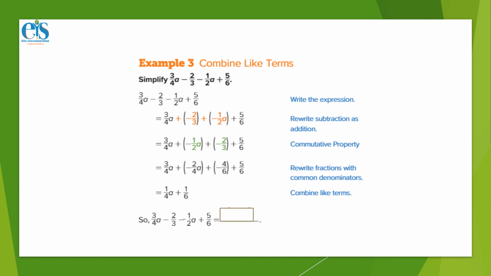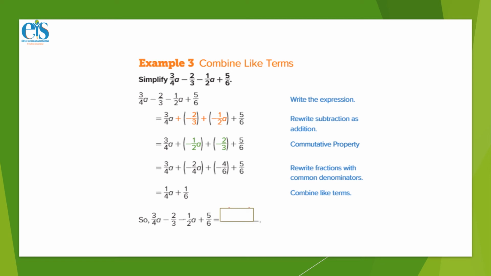Our next task is to rewrite the fractions with common denominators. So 3 by 4a plus -2 by 4a and -4 by 6 plus 5 by 6. We have changed them to having common denominators. -2 by 3 multiplied by 2 gives you -4 by 6, while -1 by 2 multiplied by 2 gives you -2 over 4.